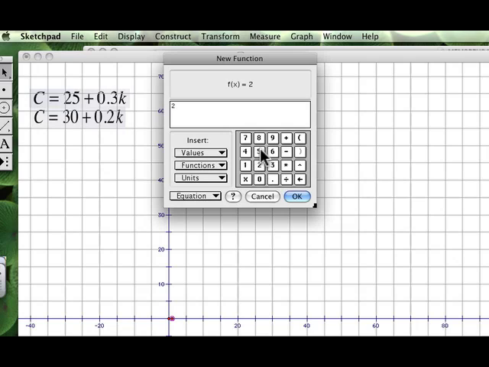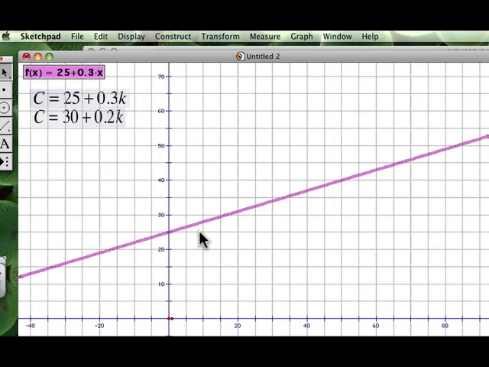So our first equation is 25 plus 0.3, and instead of K, because we don't have a choice of K here, we're going to put X, and then we're going to click OK. And you get a graph of 25 plus 0.3K, which is f of x equals 25 plus 0.3 times x. So that's what that means.